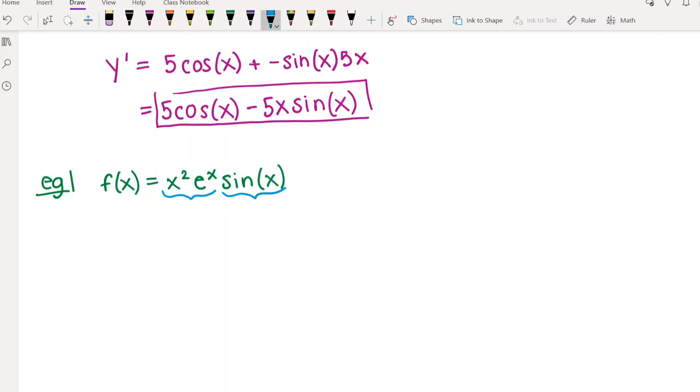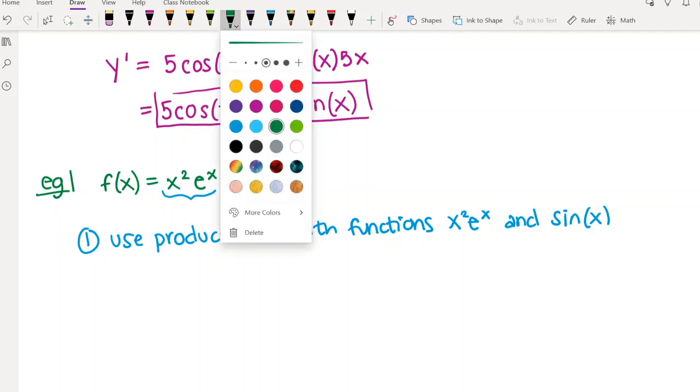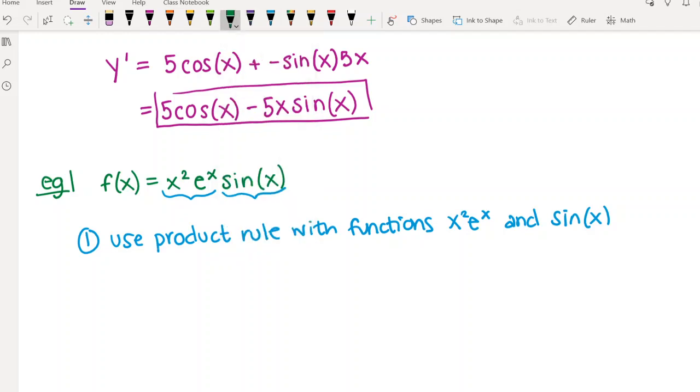So we're going to start by using the product rule with the functions x squared e to the x and sine of x. We're going to think of those as our two functions. But what we'll see is that when we go through using the product rule, we're actually going to have to use the product rule again.